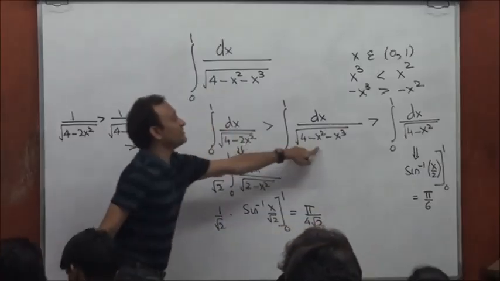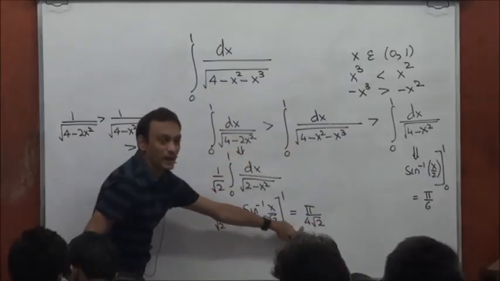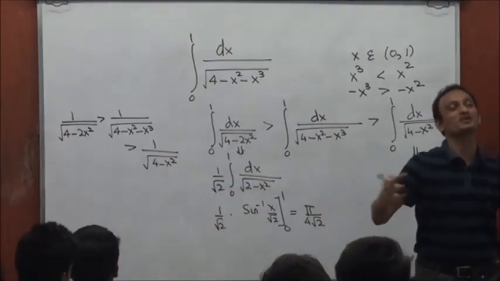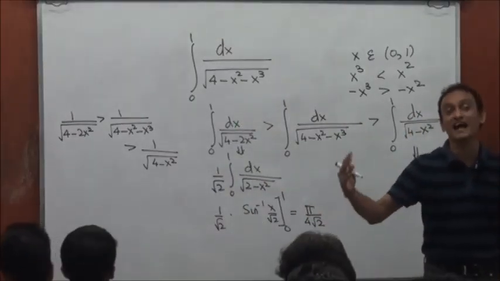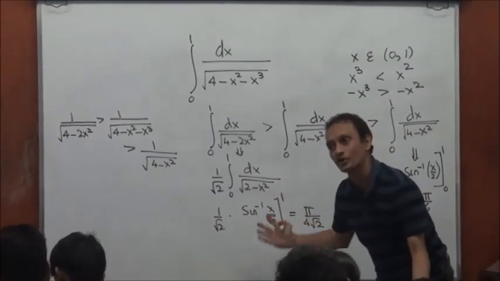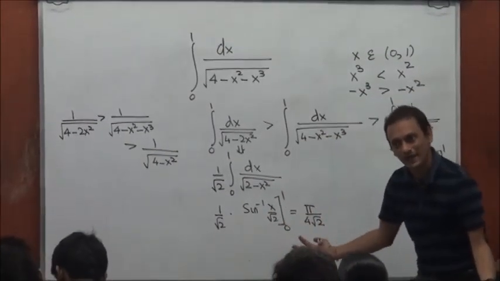That means this integral is less than pi by 4 root 2 and is greater than pi by 6. So even if we can't find the exact integral, we can approximate the integral, yes or no? Right? Are you there with me?